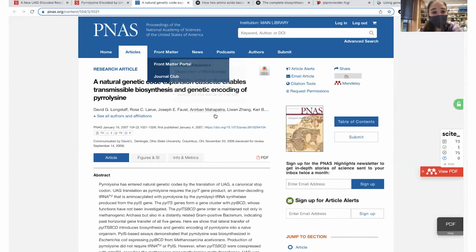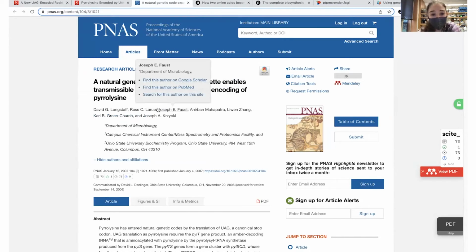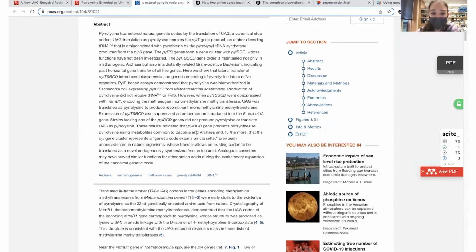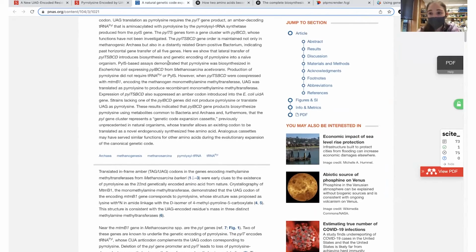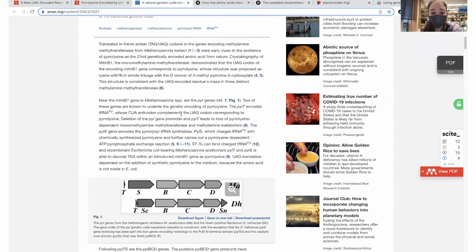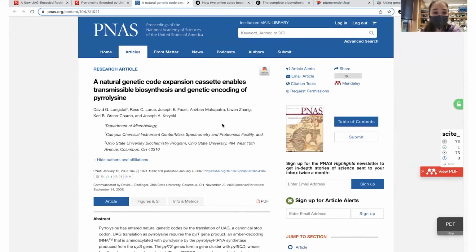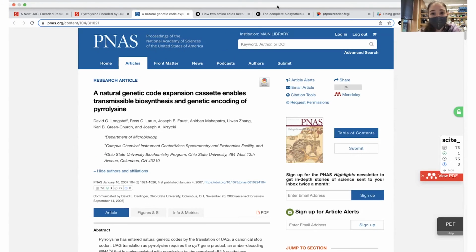They were able to show that you could take basically those 5 genes and stick them into other cells and get the cells to make and incorporate pyrrolysine. So that was all you needed, this cassette. And this opened the doors for unnatural amino acid incorporation and various things like that.